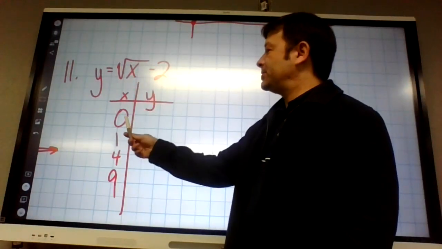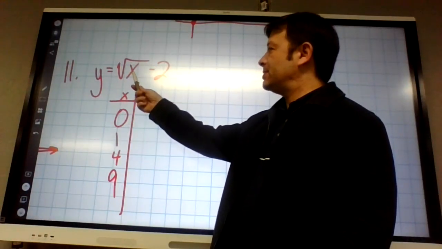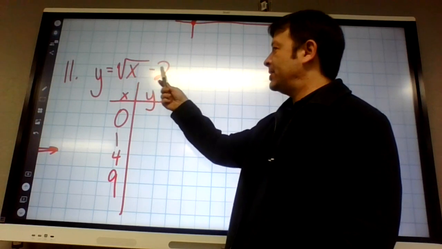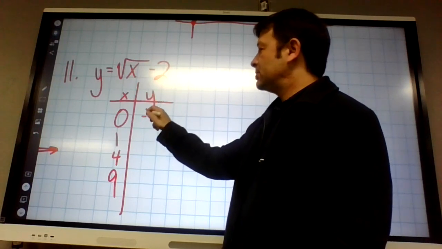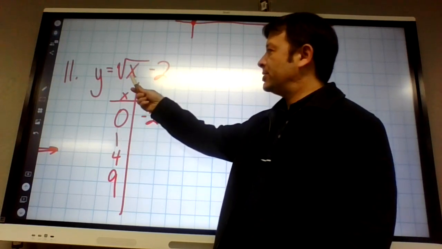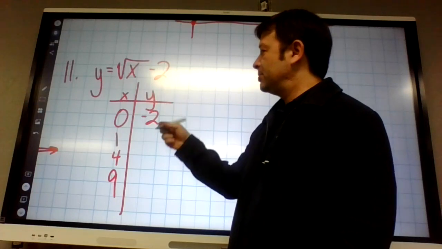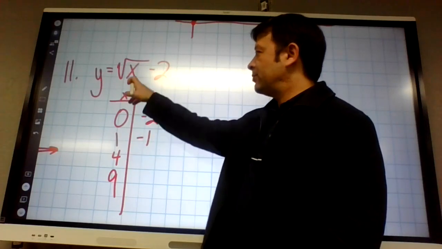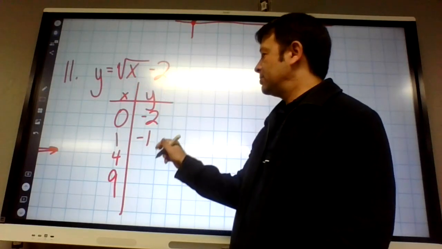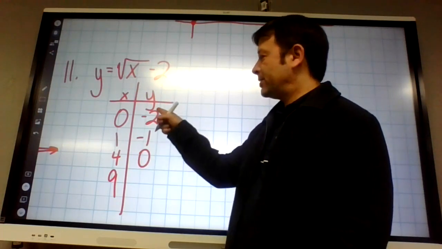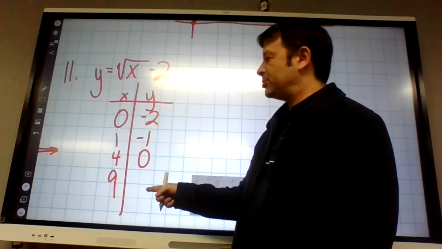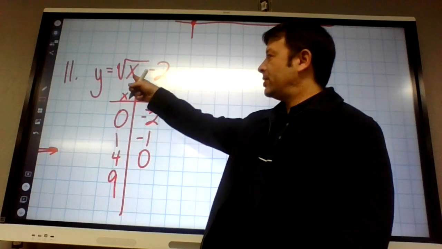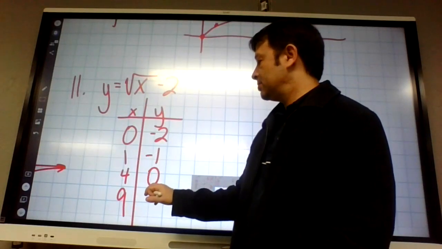But the minus 2 is going to change it a little bit. So square root of 0 is 0, minus 2 is negative 2. Square root of 1 is 1, minus 2. Square root of 4 is 2, minus 2. It's kind of like all the answers from 9, but 2 smaller is what's happening. And then square root of 9 is 3, minus 2.